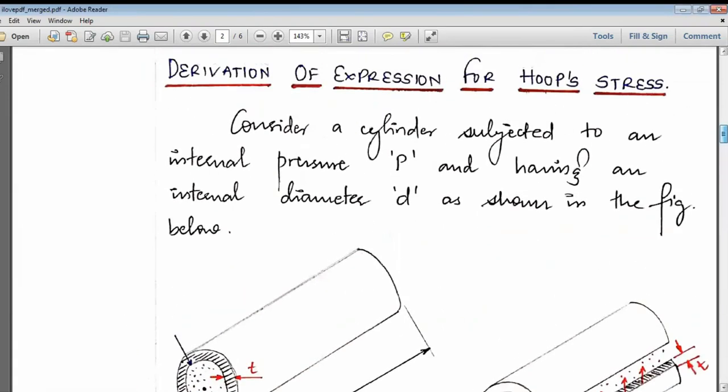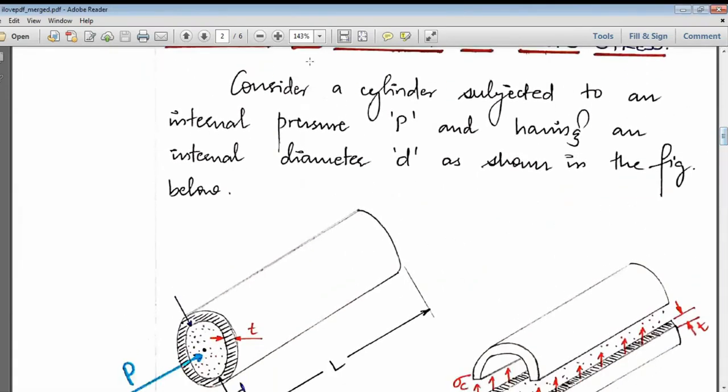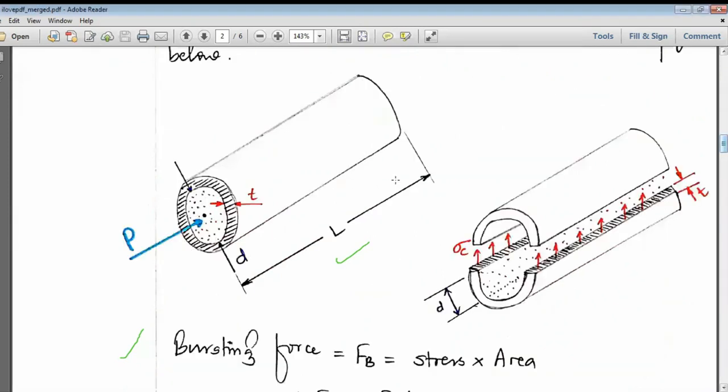In order to derive an expression for hoop stress, I have considered a cylinder. This is the cylinder I have considered. Consider a cylinder subjected to an internal pressure P, as shown. There is some fluid stored inside, and it has an internal diameter D as shown in the figure, from this point to this point. It has a certain thickness T, and the length is L.